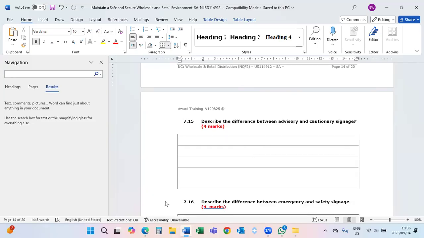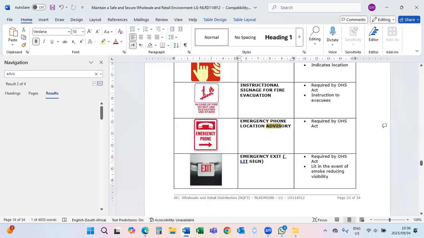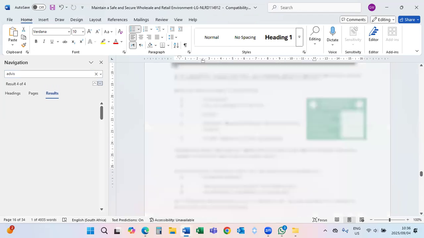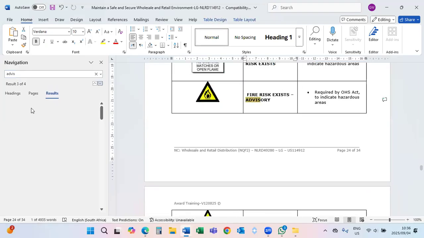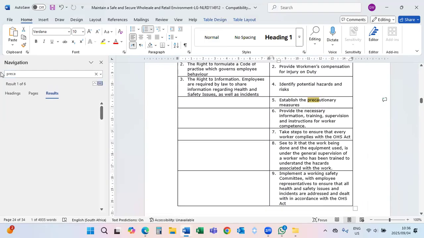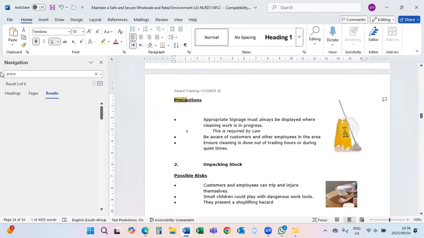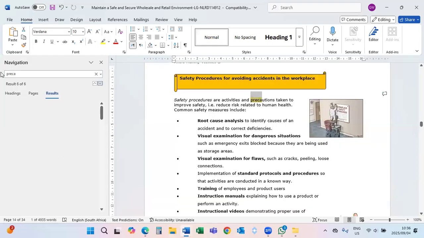Describe the difference between advisory and cautionary signage. Let's go and have a look at that. V-I-S, advisory. Let's keep going. Precautionary. Let's go for precautionary. Let's try this. Precautions. Okay, I'm going to answer this for you because it's quite a simple one.